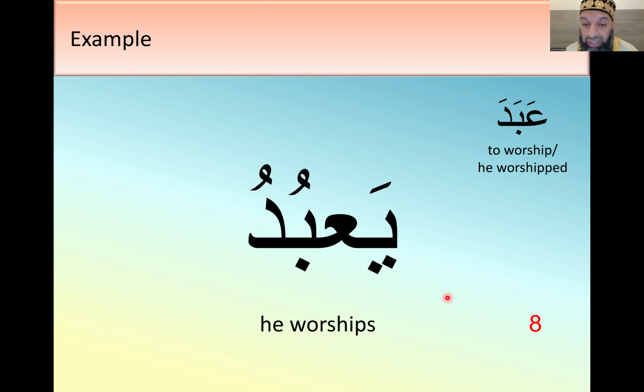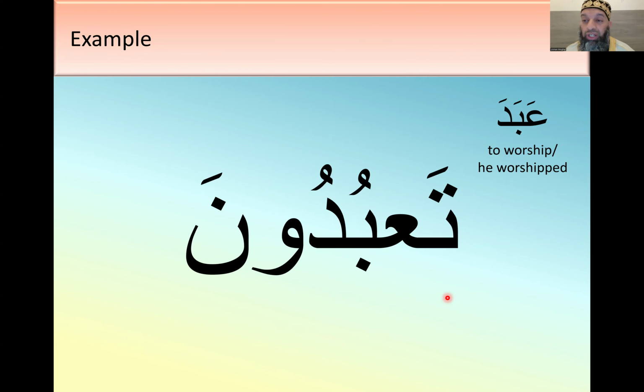Ta'buduna. What's ta'buduna mean? Remember, ta means you, which means second person. And the waw and the noon means plural. So ta'buduna, fantastic. You all worship. Can you see? Look at the laser pointer. You all worship. That's where you get it from, okay? 23 times.